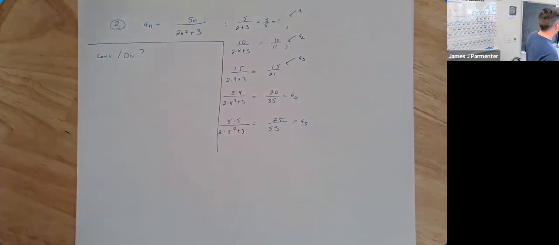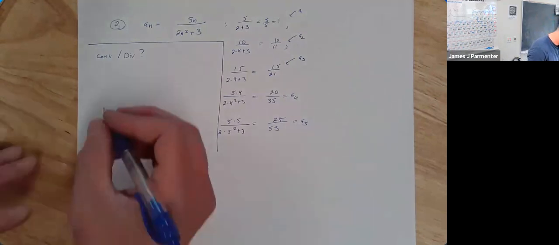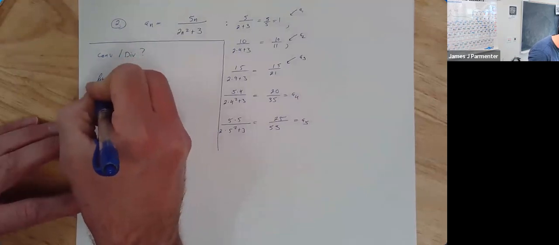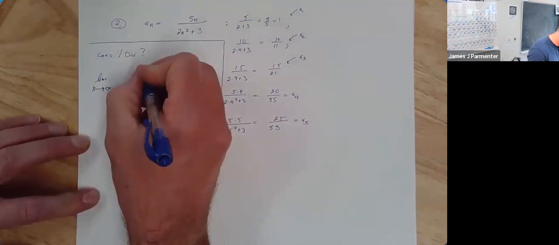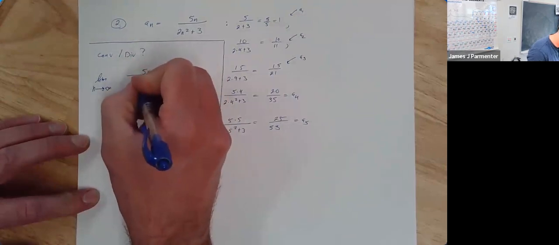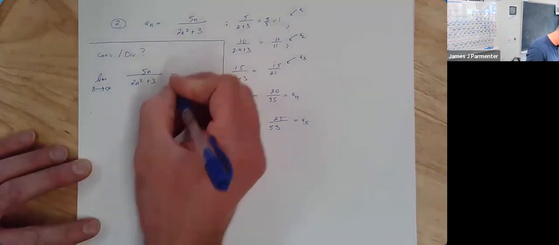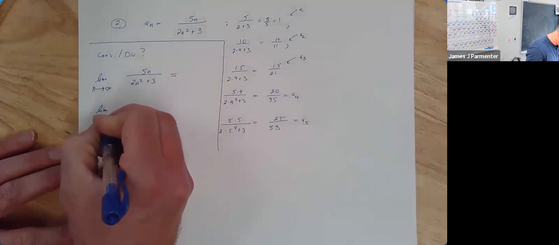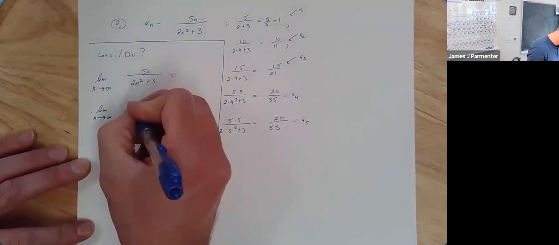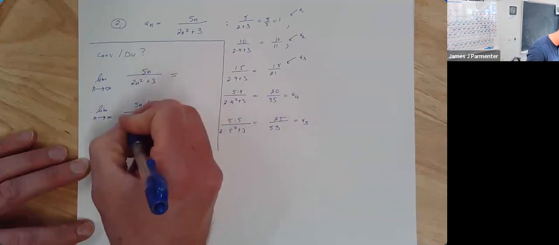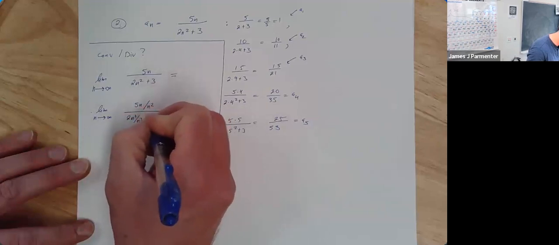So I'm going to apply the same technique I did in the previous problem. I'm going to take the limit as n gets infinitely large of 5n over 2n squared plus 3. Once again, this is an infinity over infinity type. The top is getting infinitely large and the bottom is getting infinitely large. The way I'm going to deal with that is to divide everything by n squared. So this is equal to the limit as n goes to infinity of 5n over n squared, 2n squared over n squared, plus 3 over n squared.